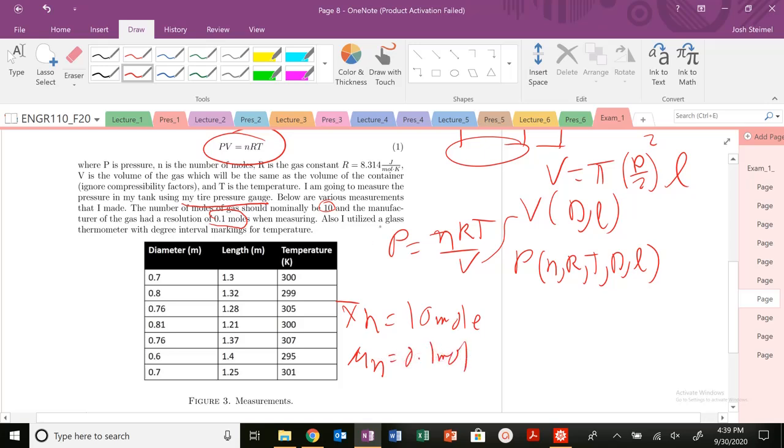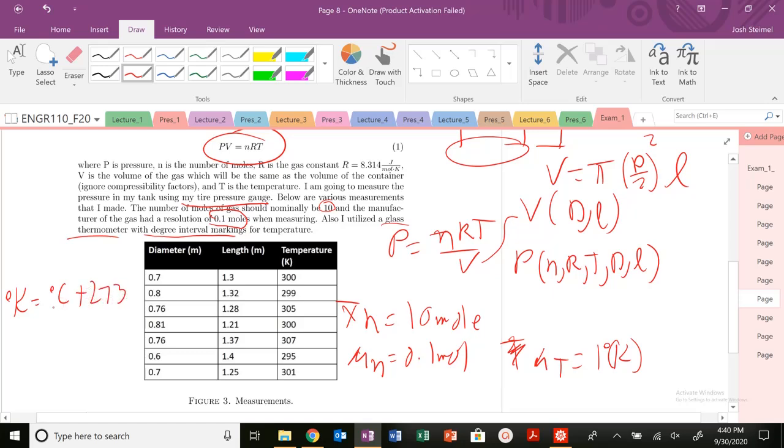I utilize a glass thermometer with degree interval markings for temperature. So our temperature is going to have some uncertainty, which is equal to the degree intervals, so 1 degree K in this situation. That's the uncertainty in temperature. You could also express uncertainty in degrees C, but we know that to get to degree K, we just take degree C plus 273. So an uncertainty of 1 degree C is equivalent to an uncertainty of 1 degree K.